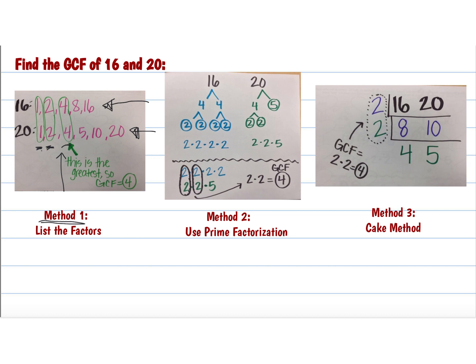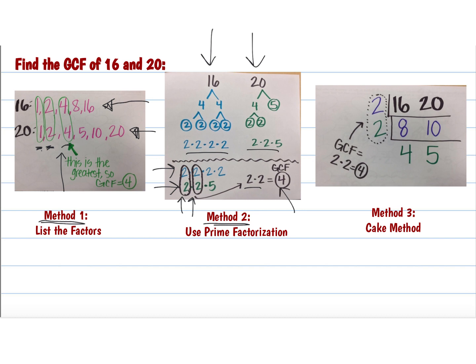Another method is using prime factorization. So notice that I've used a factor tree on 16 and 20. I got my prime factorization. I listed out both the prime factorizations right here. I found the prime factors that they both have in common, and I can see they both have a 2 and they both have another 2. So I multiply those together and I get 4.